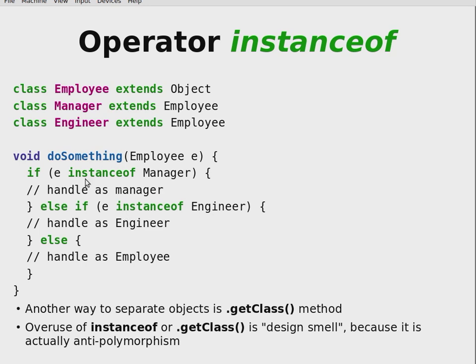So with instanceof, you can actually check what the actual instance of this upcasted or generalized passed argument is. If this employee is actually a manager, you can handle it as a manager. If this employee is actually an engineer, you handle it as an engineer, or handle it as something else. You can do it in two different ways: the instanceof keyword or the getClass method. The instanceof keyword will return true.